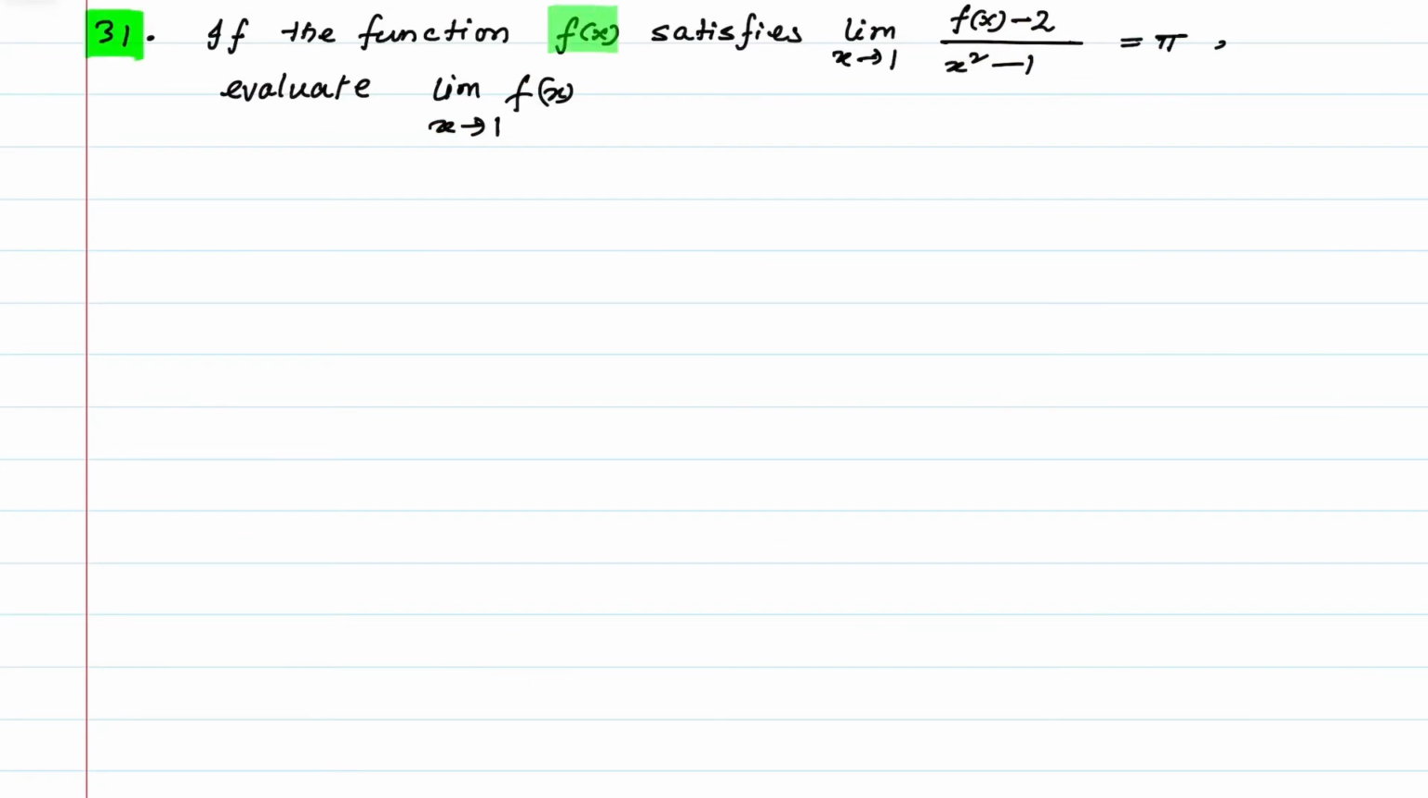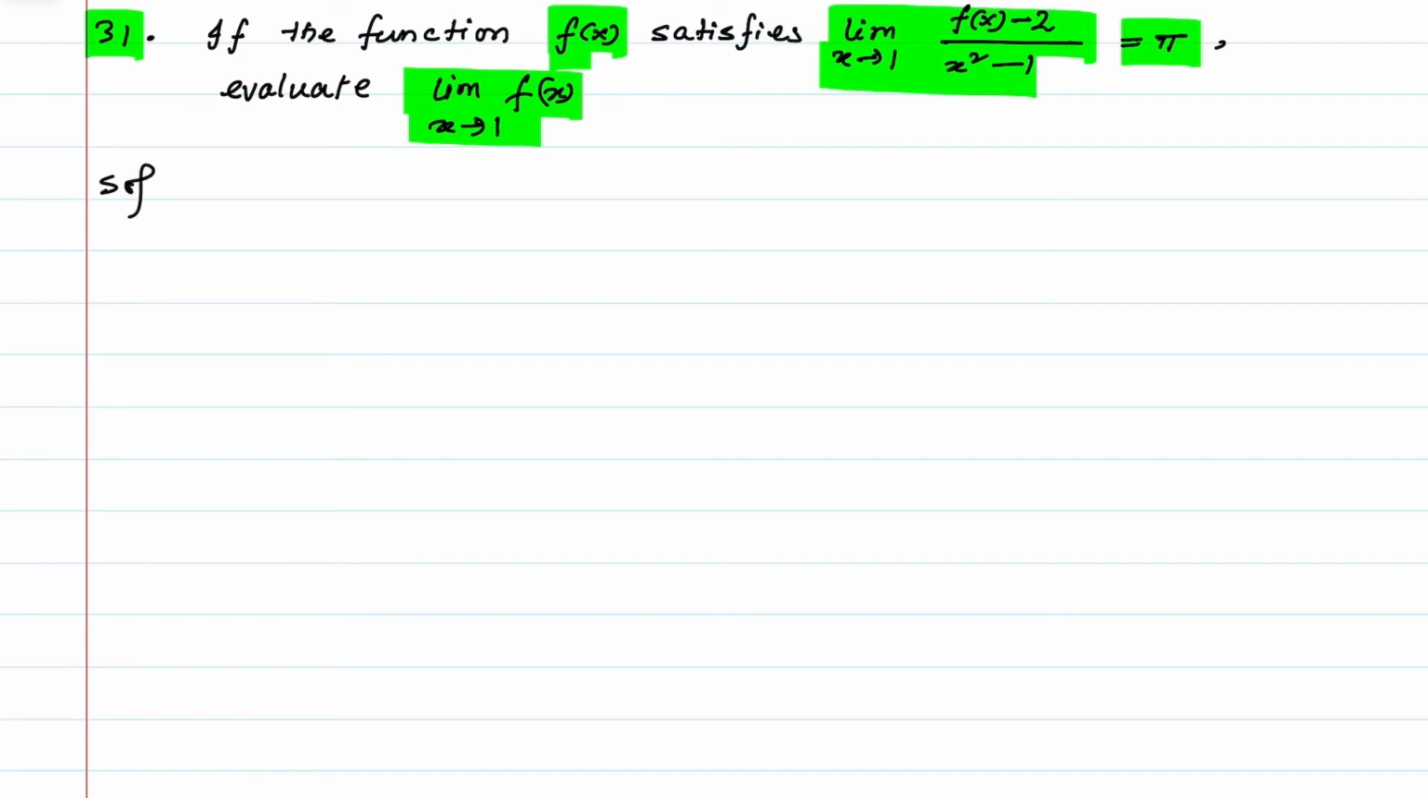Now let me show you how to solve 31. Here this function f of x satisfies the condition that limit of f of x minus 2 by x square minus 1, as x tends to 1, is equal to pi. Then we need to evaluate the limit of f of x as x tends to 1. Let me show you how to solve this. Here it is given limit of f of x minus 2 by x square minus 1 as x tends to 1 is equal to pi.